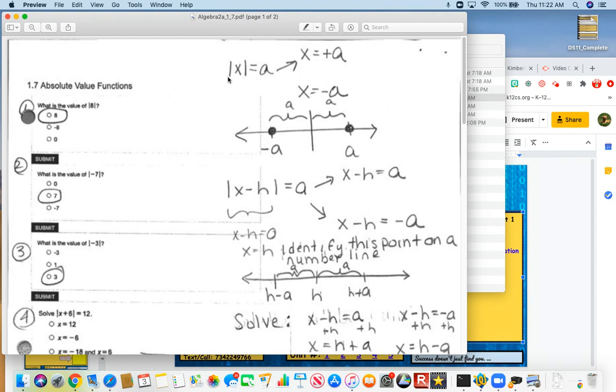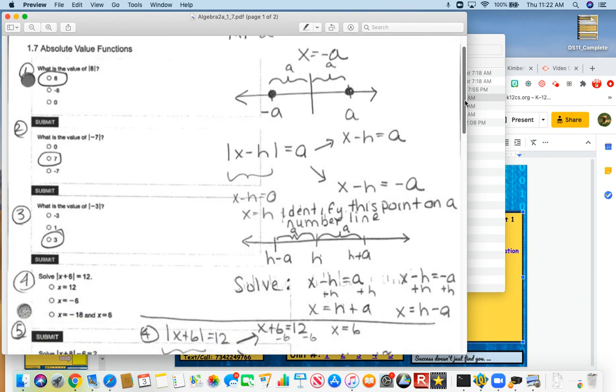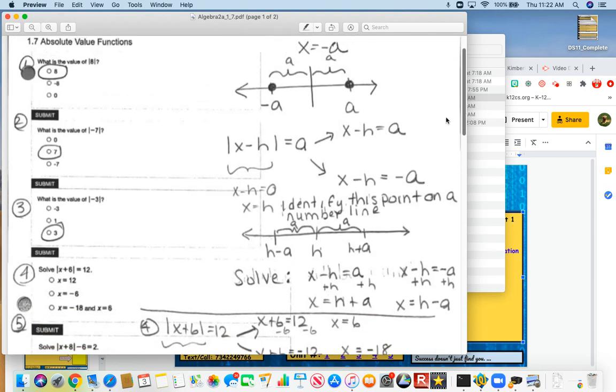So when I say the absolute value of x is equal to a, the first thing you want to do is rewrite that into 2 equations, x equals a and x equals negative a. Now, on a number line, this is x, and the solutions are a units away from x, if that makes any sense.